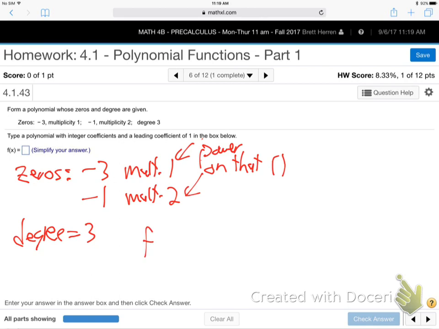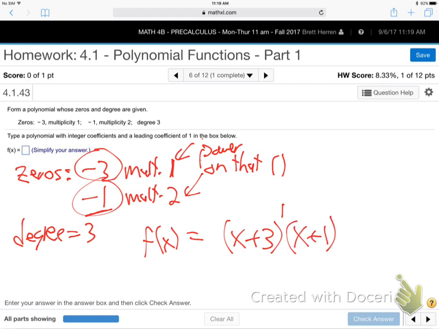So, in other words, let's say, okay, f of x equals, and how are you going to do the -3? Do the opposite sign, right? So it'd be x plus 3. Multiplicity 1, first power, or just normal. You don't have to put the 1 there. The next one, x plus 1, always opposite sign. Multiplicity 2, 2 power. That's all, we're done. Does that make sense on that? So multiplicity means how many multiplied are there, right? Multiplicity 2 means there's 2 x plus 1s, really.